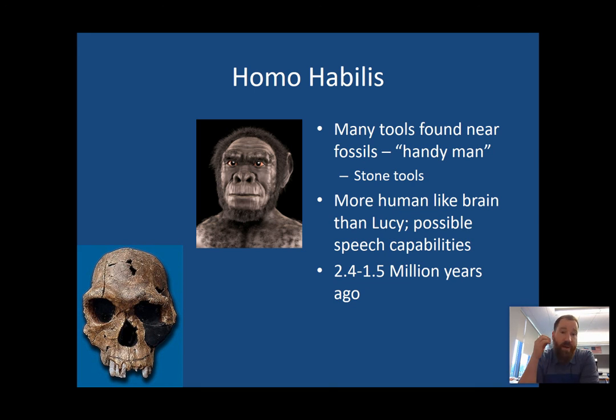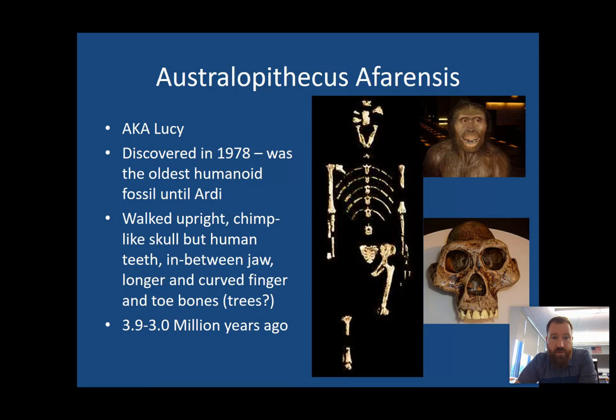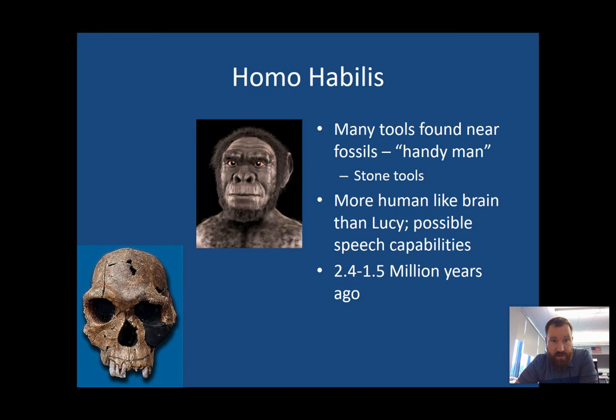But more about Homo habilis. We can tell by the shape of its brain and the structures that seem to have been present there that they might have had speech capabilities, right? And even that skull in the far left corner looks more human than Lucy's did. Look at Lucy's skull compared to the Homo habilis skull. It's a lot closer to a human skull. The brain cavity is certainly a lot larger.